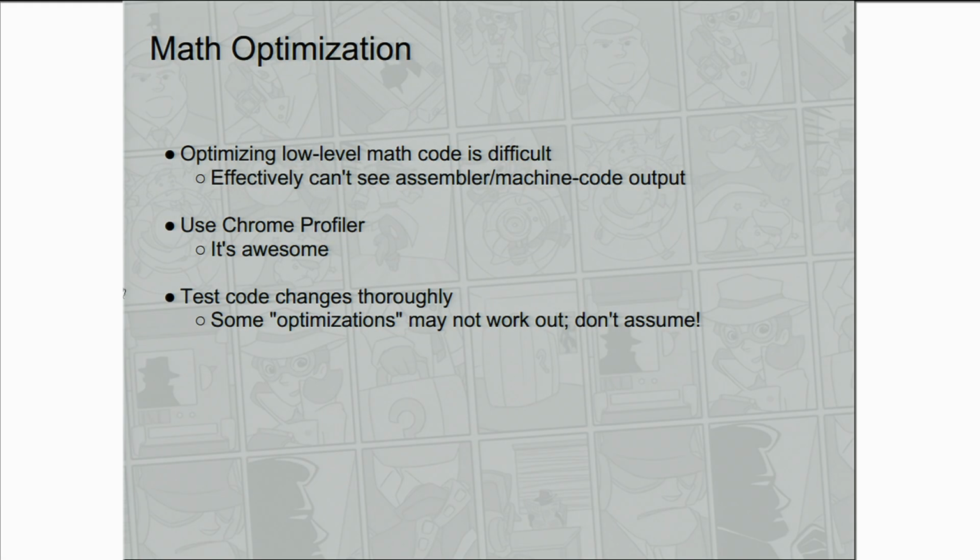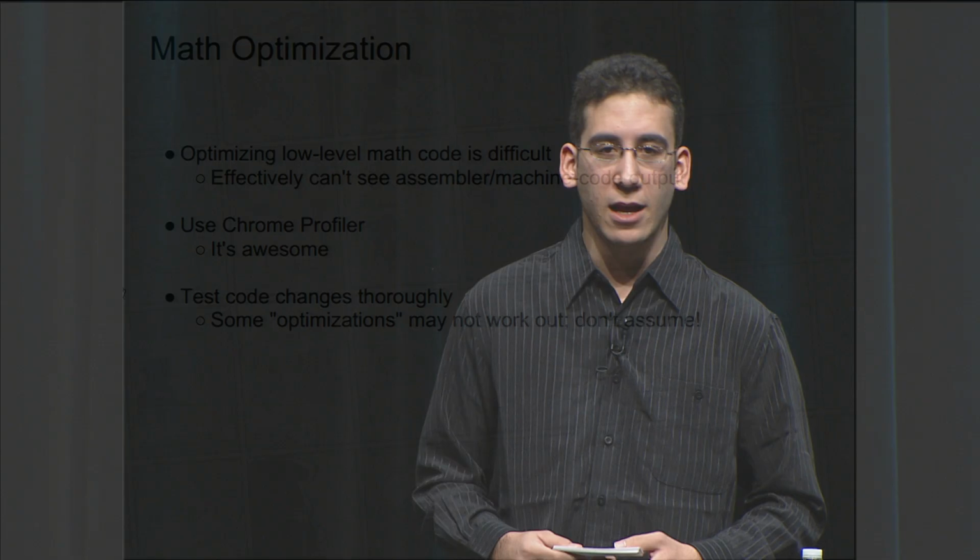What did help us was the Chrome profiler, which helped us identify the slow parts, and then we could simply use intuition and experimentation in order to optimize that code. On that note, make sure that you test all of your optimizations thoroughly.